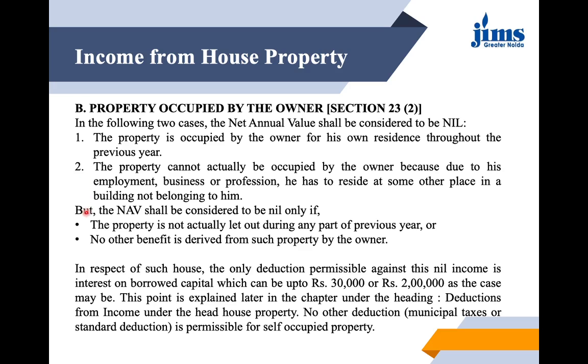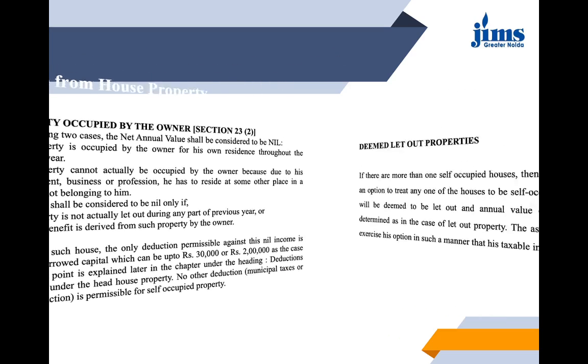But the NAV shall be considered to be nil only if the property is not actually let out during the whole year, meaning that the property should not be put on rent and no other benefit is being derived from that particular property. So in respect of such a house, the only deduction which is permissible against this nil income is interest on borrowed capital, which can be up to rupees 30,000 or 2 lakh as the case may be. We have explained this before, in the deductions from income under the head house property. No other deduction, that is municipal deduction or standard deduction, is permissible from that self-occupied house. We cannot give any further deduction in this.